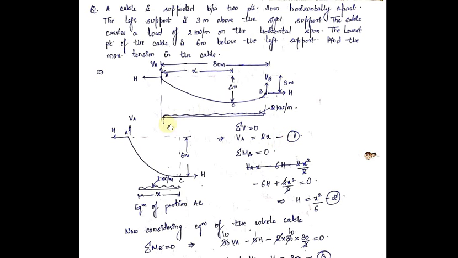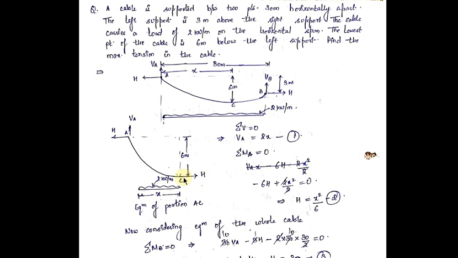Now let's take moment about point A equal to 0. H and VA are acting at point A only. Therefore, the bending moment due to H and VA will be 0. So we will be left with only two forces, the capital H and the UDL. So let's first see capital H.